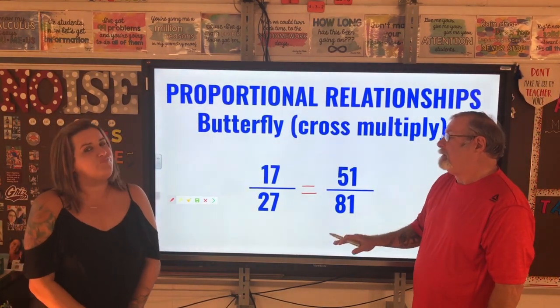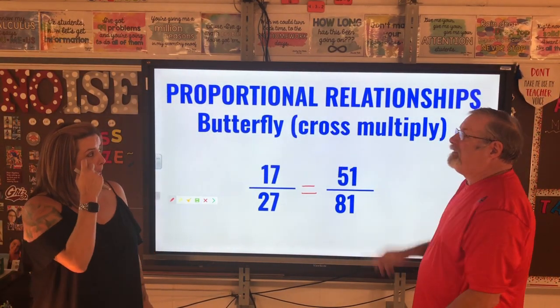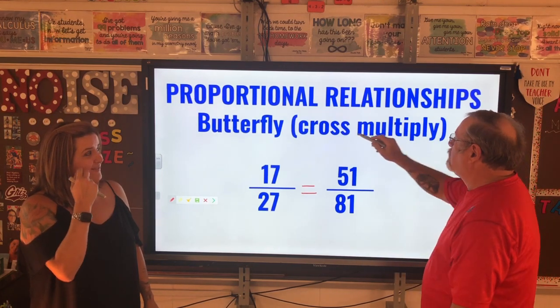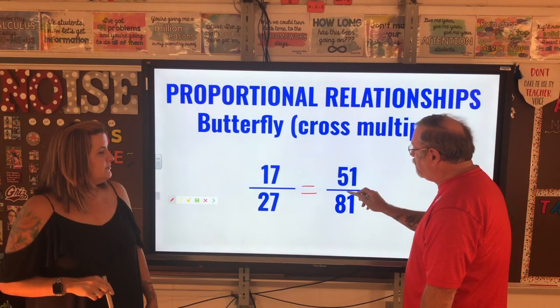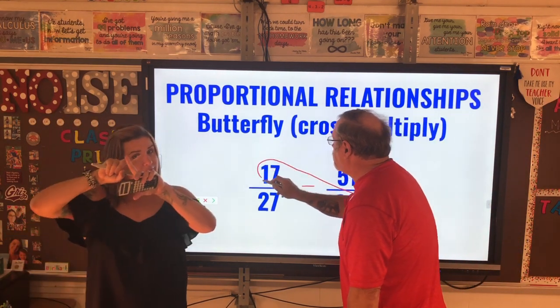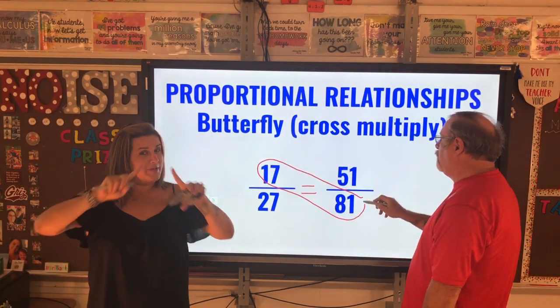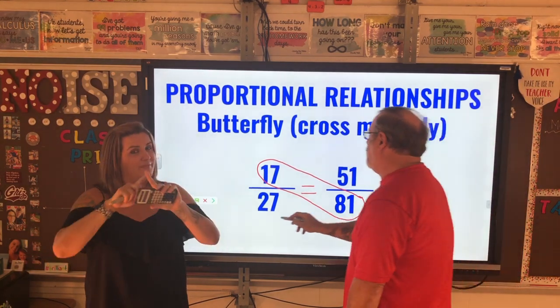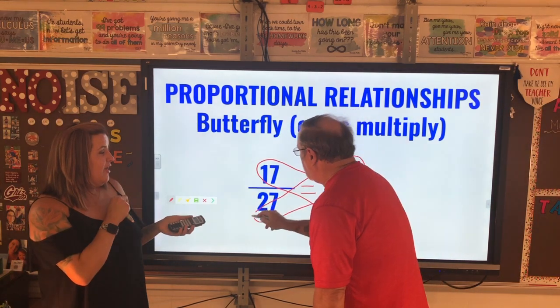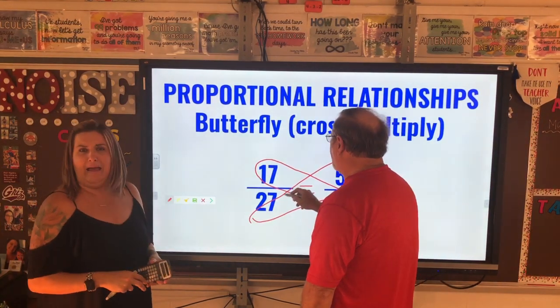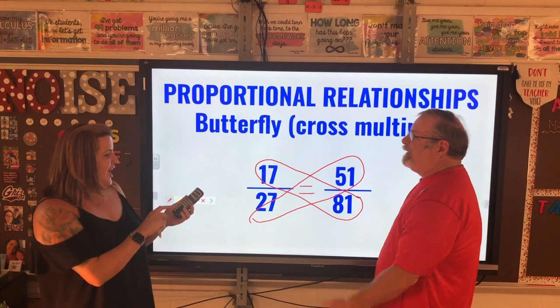This is my favorite, because this is called the butterfly thing. So cross multiplying. What do we mean by cross multiplying? Cross multiplying means I'm going to take these two numbers. They're diagonal from each other, and it looks like the wings of a butterfly. Oh no, I didn't do very good at my 27. That wing kind of died.